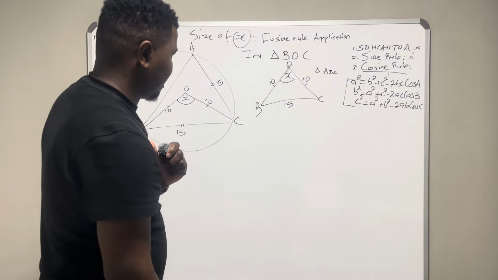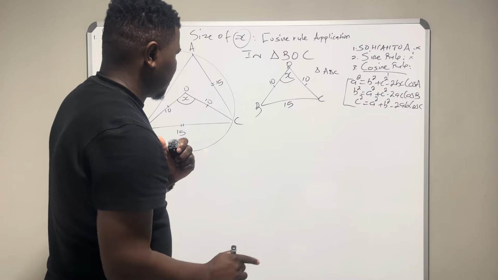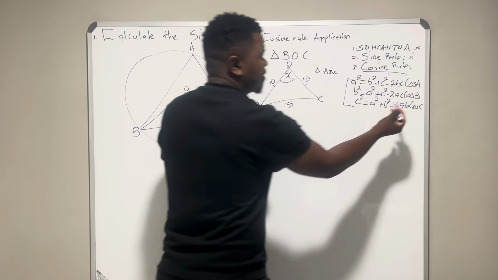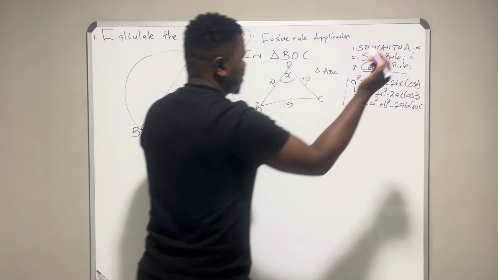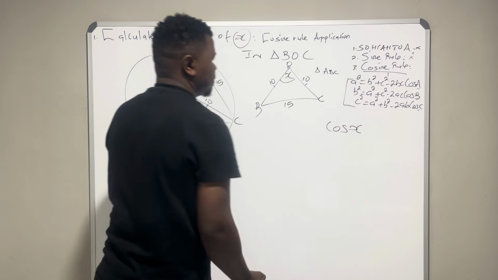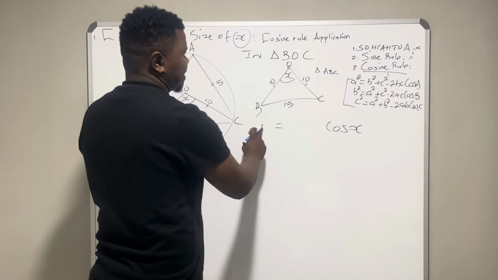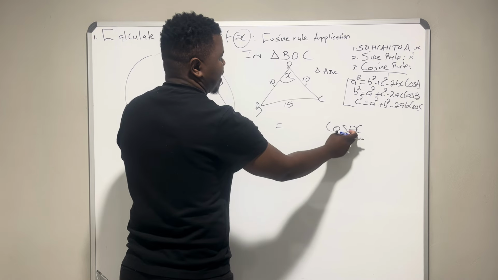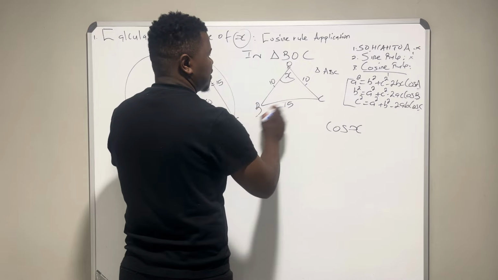Let's accommodate that. But the first thing first is, what am I looking for? I'm looking for X. So X is an angle, which means it's representing one of the angles. So I will start by saying cos of X equals to, this side is supposed to be the side that is opposite angle X. The side that is opposite angle X is actually BC.